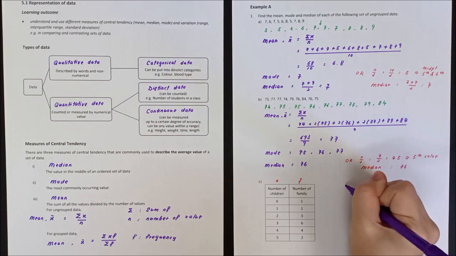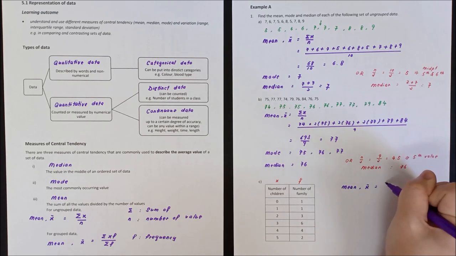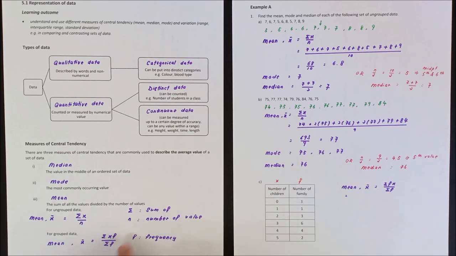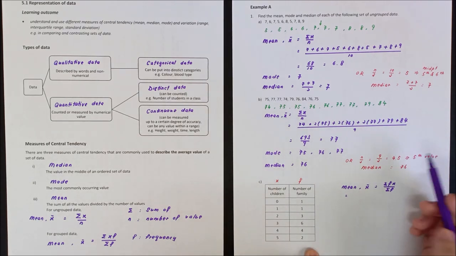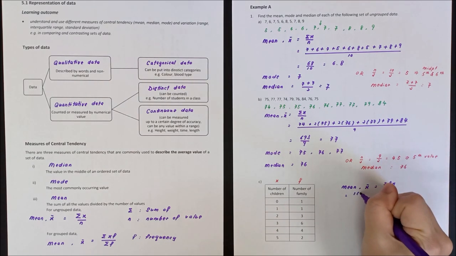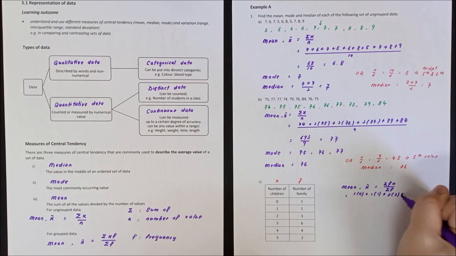Okay, so mean equals fx divided by sum of f. Sorry, xf is the same, 2 times 3, 3 times 2 is the same. Sorry, I'm more used to writing f first, but the idea is the same. So the data: I have 1, 0, I have 1, 1, I have 3, 2, I have 6, 3, I have 4, 4, and I have 2, 5.